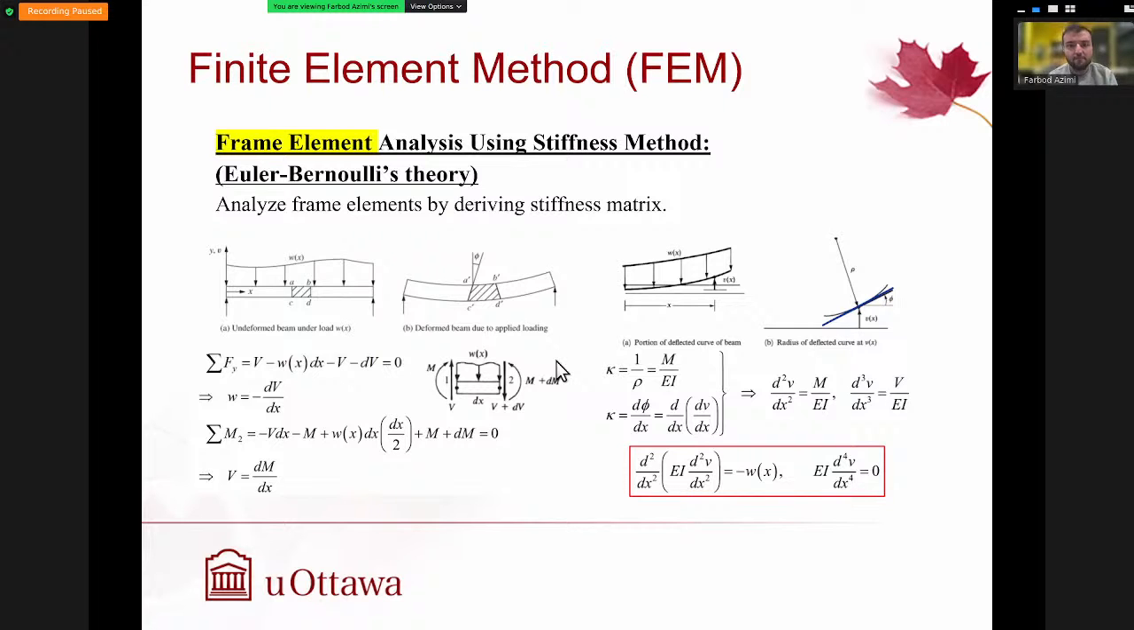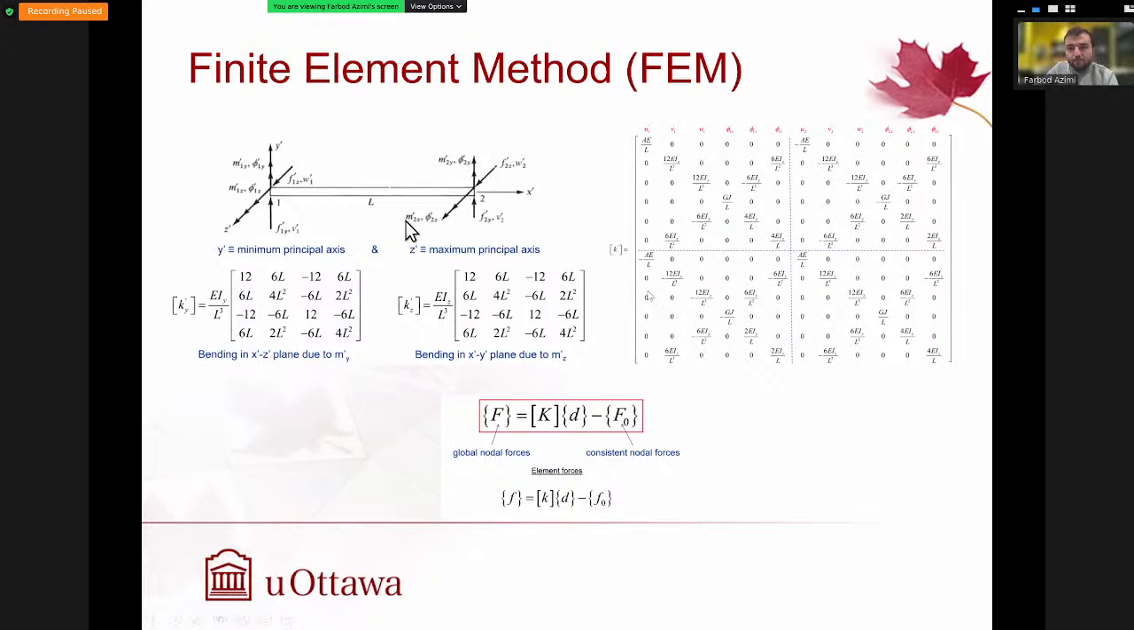We are using the stiffness method for frame elements for 2D and 3D analysis. The Euler-Bernoulli theory is used for analyzing the frame elements. As you can see, these are the differential equations obtained from the Euler-Bernoulli theory. Here is the stiffness matrix in global coordinates, and you can see here the global nodal forces which are related to the disassembled stiffness matrix, and here are the degrees of freedom of the system.